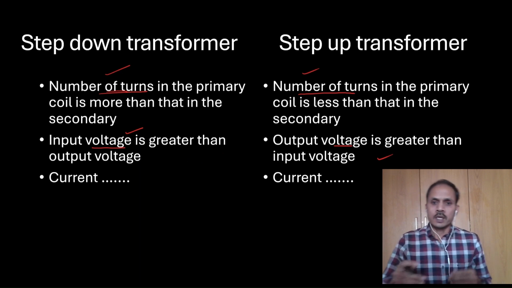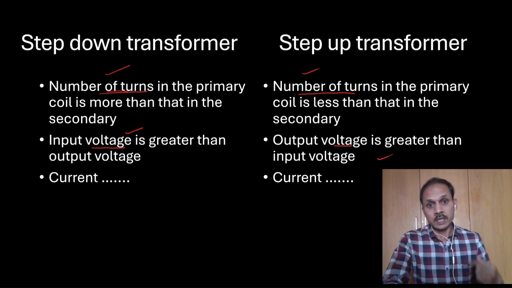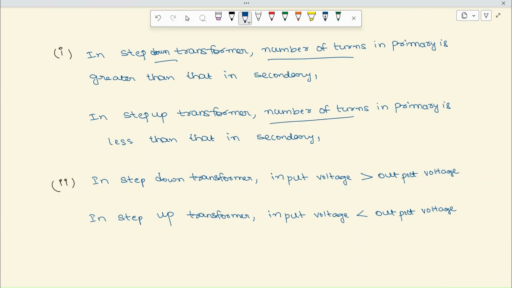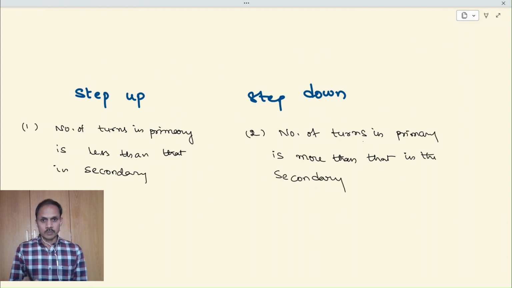And in another way, how can we write? If you want to write point wise, how can I write? Let us see. So observe here, the same points we have mentioned, but see how in the point wise. In step down, we mentioned about number of turns in both step up and step down in a single point. Now coming to second point, here we are mentioning about voltage in both the transformers. So that's how you have to tell differences. If I write first step up entire paragraph and then step down entire paragraph, that is not difference, that is description, isn't it?